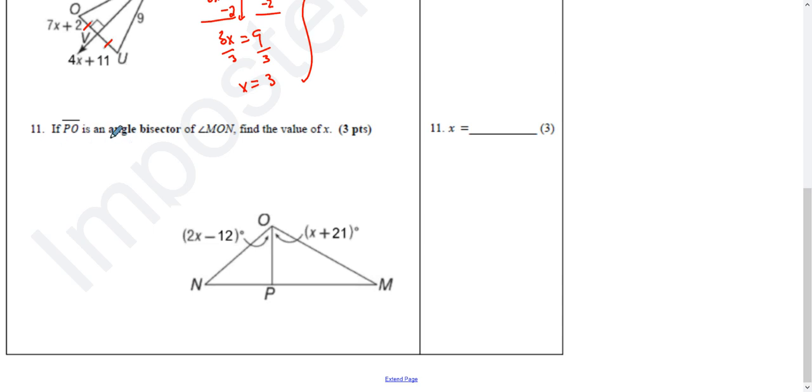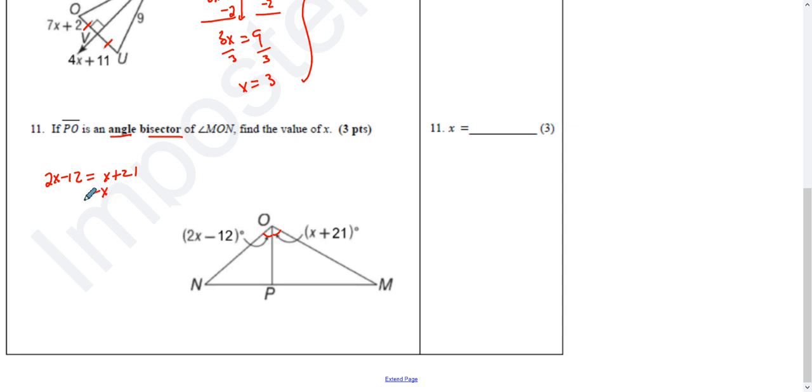Next question, it says it's an angle bisector. So knowing that it's an angle bisector tells me that this angle is equal to this angle. So I can do basically the same thing I did here. I can say 2x minus 12 equals x plus 21. And then I can solve for x using algebra.